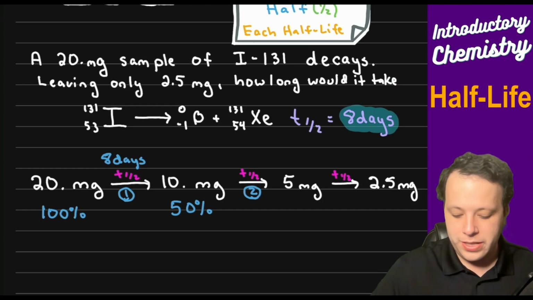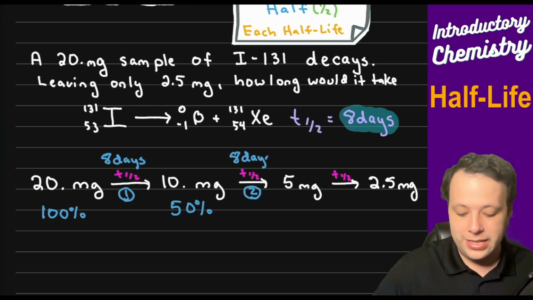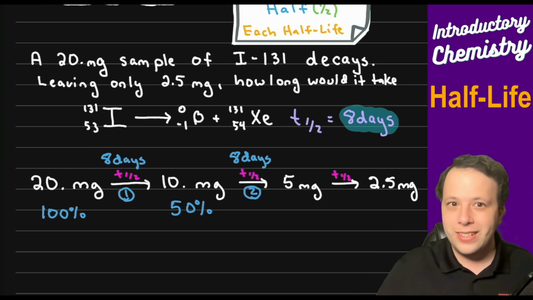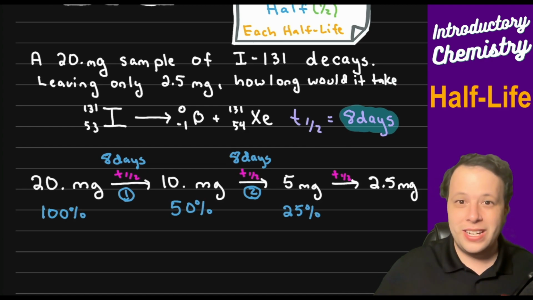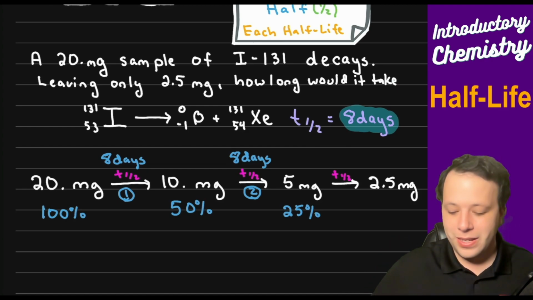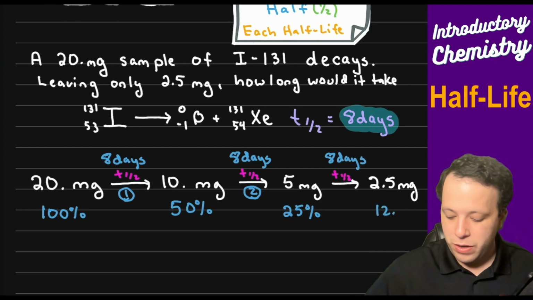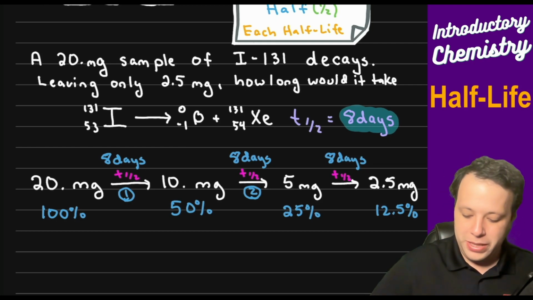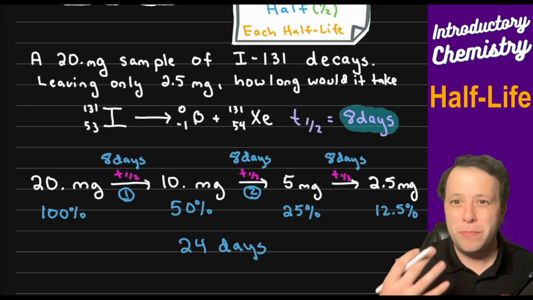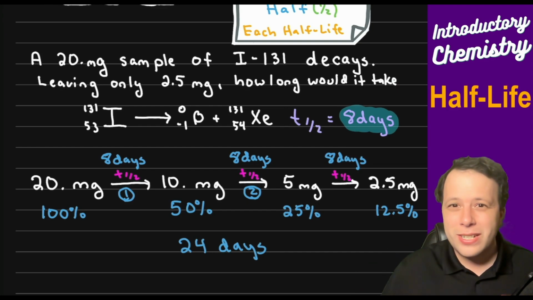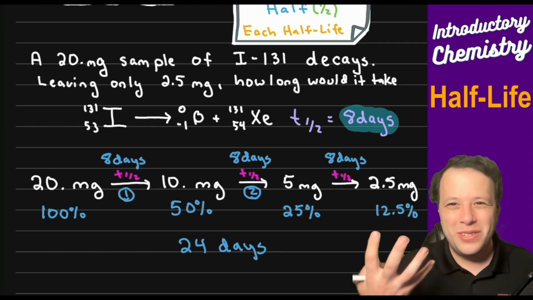Once we went to the second half-life, which was another 8 days, so a total of 16, it went from 10 to 5, meaning that we now have 25% of our original sample remaining. When we go through our last and final half-life, we are down to 12.5%, which means that this took a total of 24 days to break down, to decompose, and go through this beta decay process. These are some of the ways you can map it out. You don't have to do all the percents and all the work all the time, but it helps to be able to visualize it.